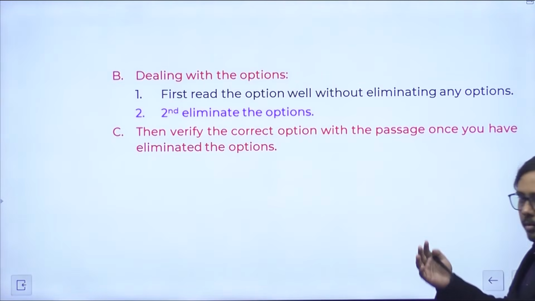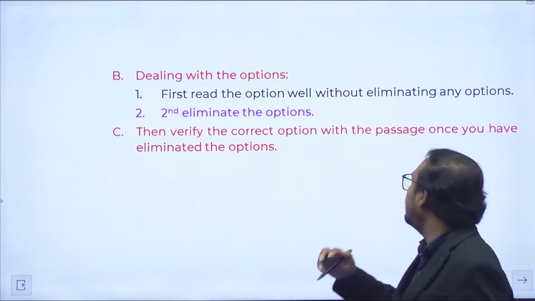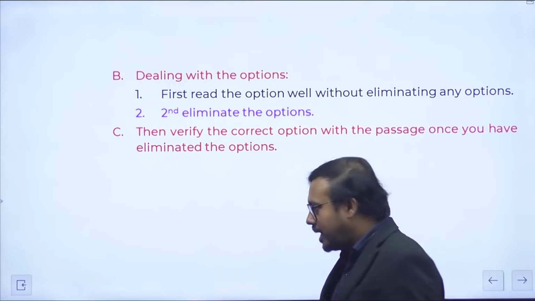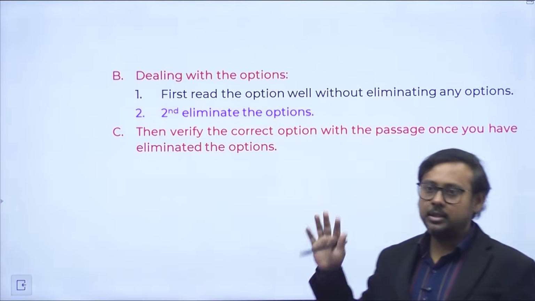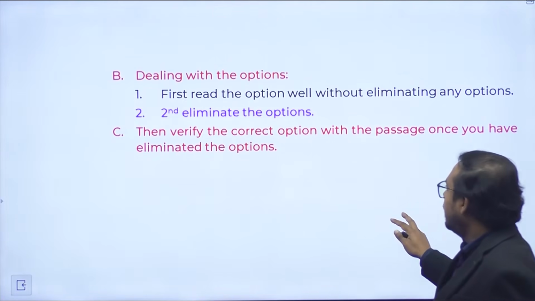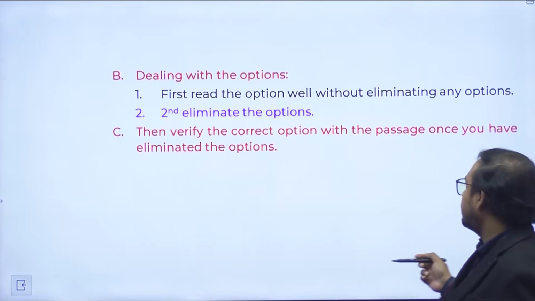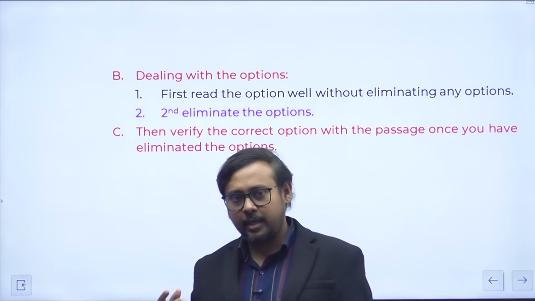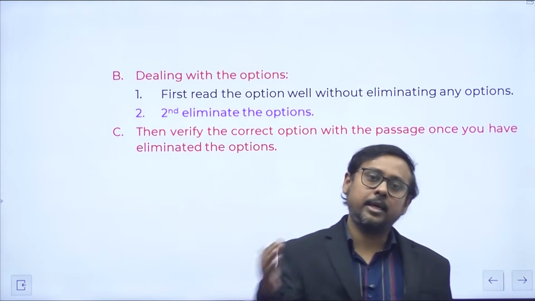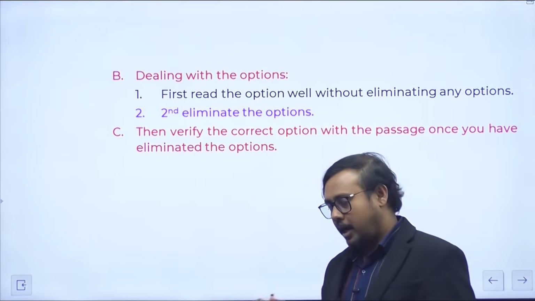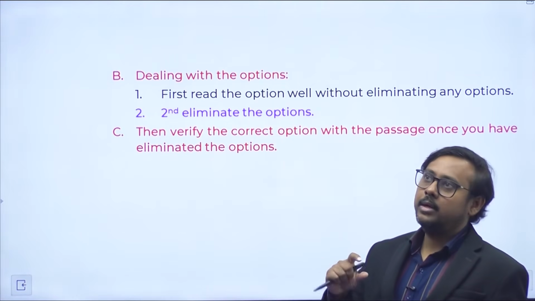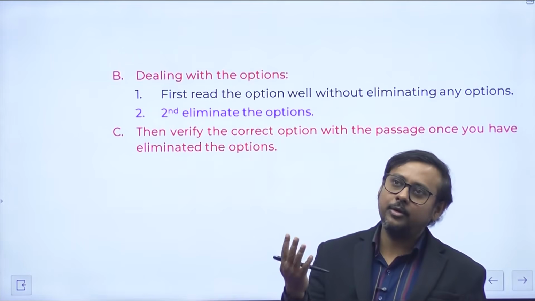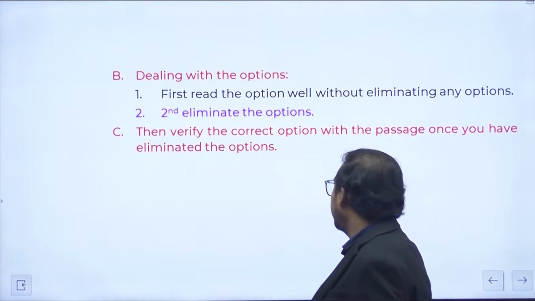Okay. So how to deal with the options? First, read all 4 options well, don't eliminate them at first. Just read all 4 options and then eliminate. And I will tell you what the basis of elimination is also. Then verify the correct option with the passage once you have eliminated. The moment you have 2 options and you feel this option is correct, don't just mark it. Verify once again with the passage, because in inference UPSC frames the options in such a way that the wording is so beautifully written that it seems the right answer, but probably it will be wrong. So again you have to verify.